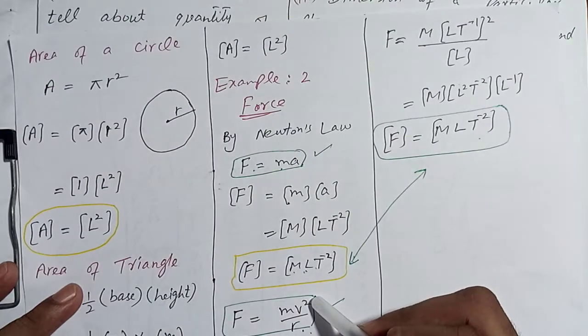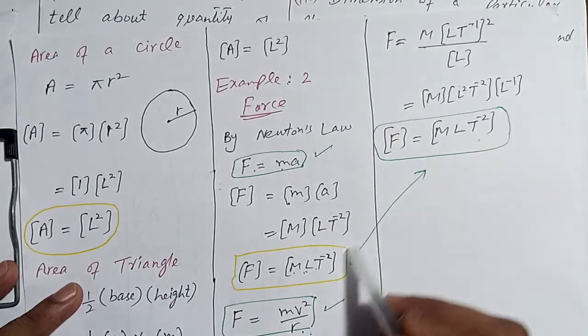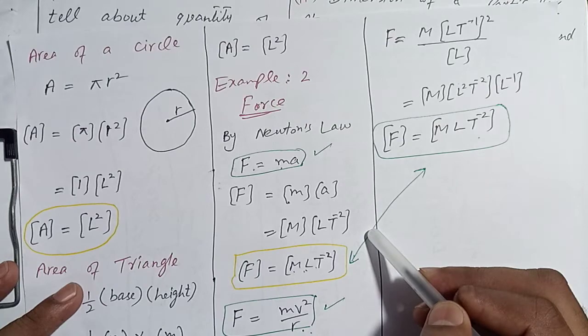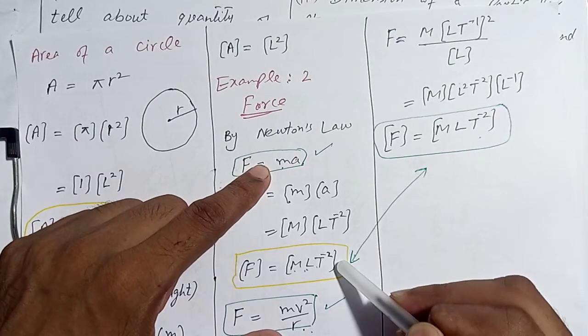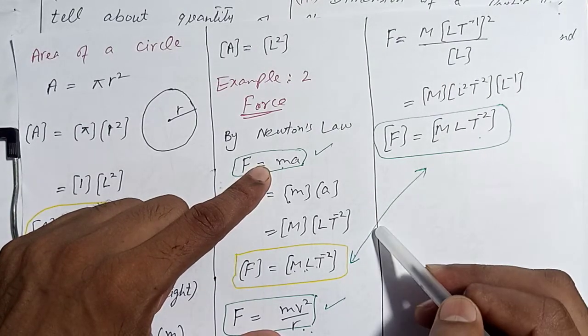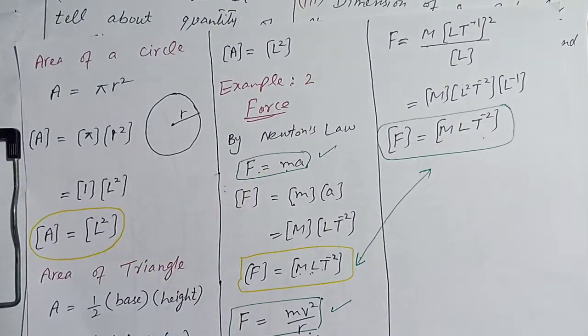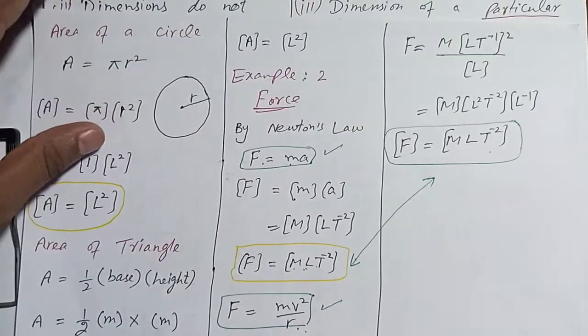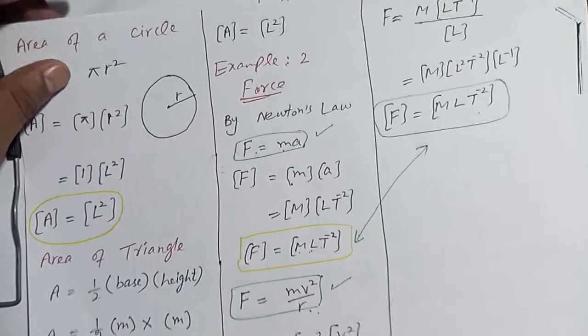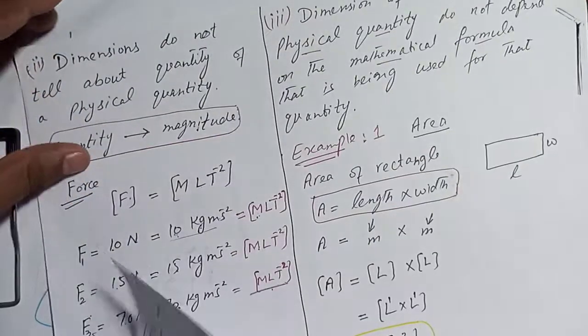for the same physical quantity, the mathematical formula may be different, but the dimensional formula is always the same. Whatever the formula is, the dimensional formula is the same for a particular physical quantity. So this is a very important feature of physical quantities.